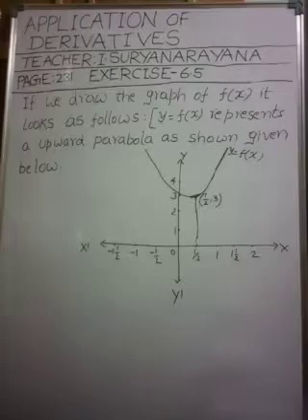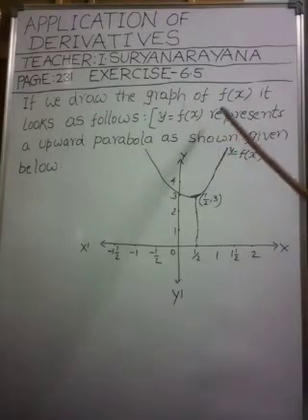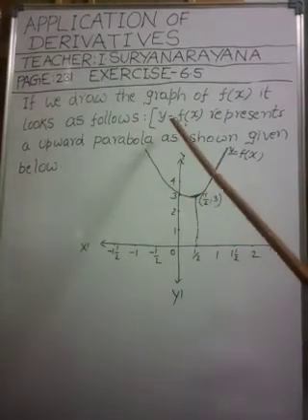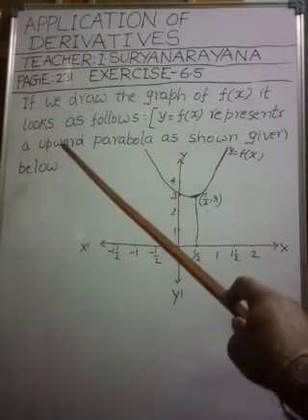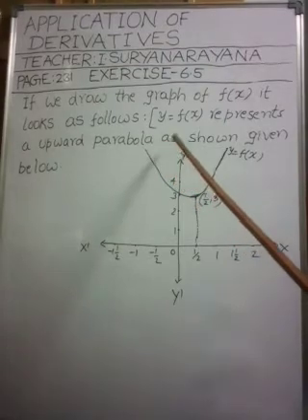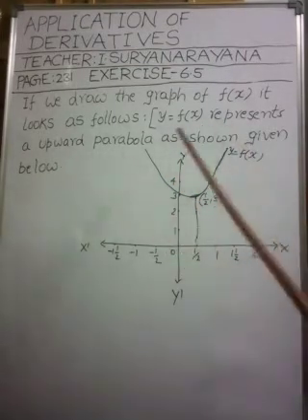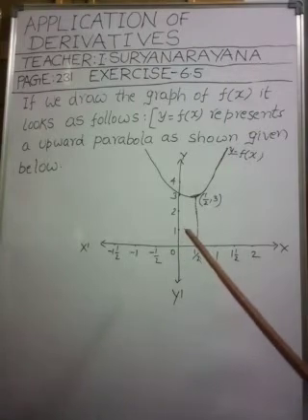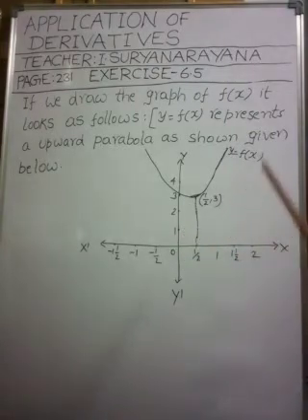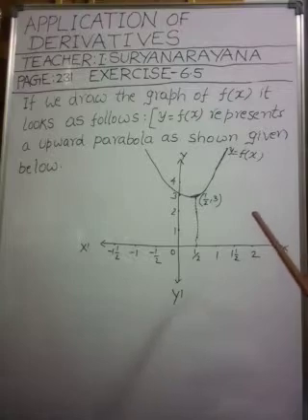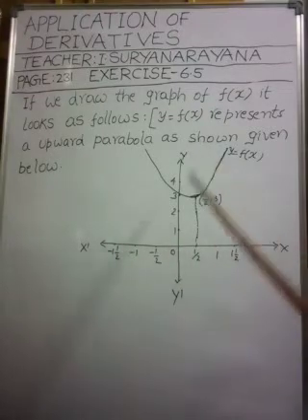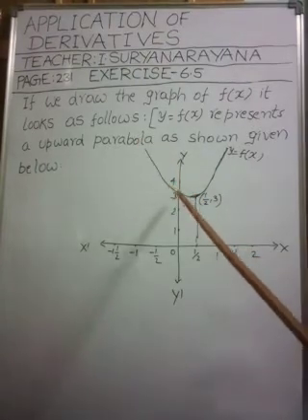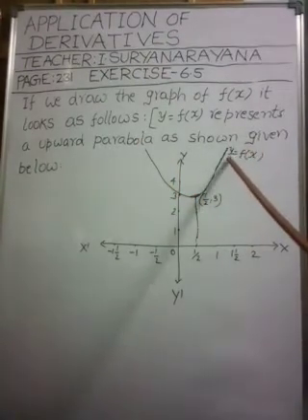Right. If you draw the graph of f of x, it looks as follows. Y is equal to f of x represents an upward parabola as shown given below. See here, my dear children, I am representing this function graphically. Then you can easily understand this concept. See here, in this Cartesian plane, by taking some values, we get this graph of y is equal to f of x.